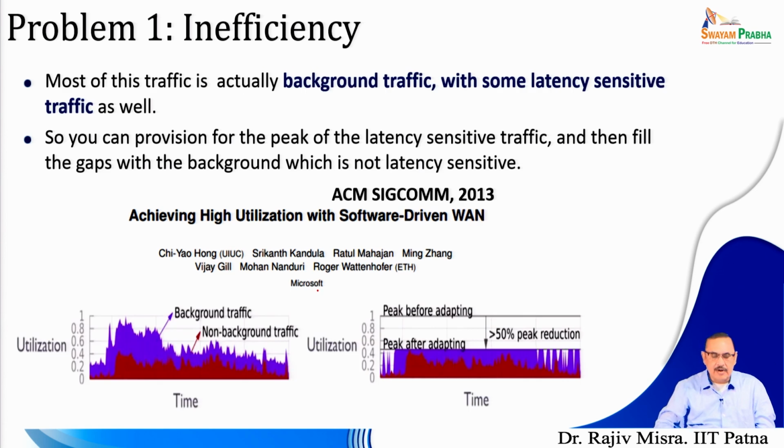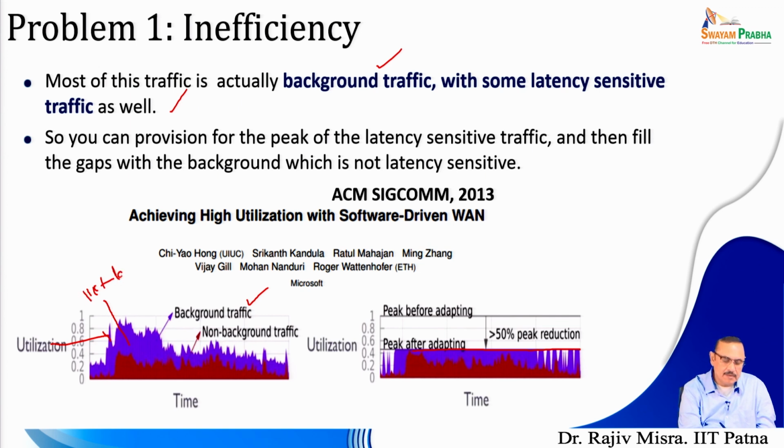Here we see that most of the traffic is actually background traffic with some latency sensitive traffic as well. So, you can provision for the peak of the latency sensitive traffic and then fill the gap with the background traffic, which is not latency sensitive. To deal with this particular peak, it can be taken up as background traffic. You can see that this peak is now divided here as background traffic.